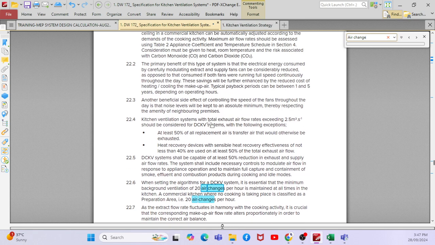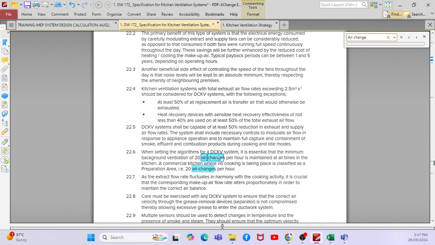See some of the kitchens. You can say that when setting the algorithm for a DCKV system, it is essential that the minimum background ventilation of 20 air changes per hour is maintained at all times in the kitchen. A commercial kitchen where no cooking takes place is classified as a preparation area, that is 20 air changes per hour. So sometimes they calculate based on air change per hour.